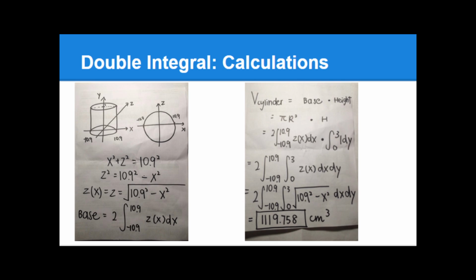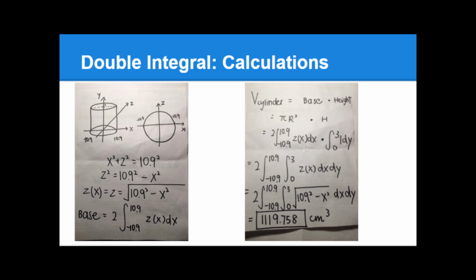We subtracted x squared from both sides of the equation, and then we expressed the equation as a function of z by taking the square root of both sides. The expression for the base of the cake is 2 times the integral from negative 10.9 to 10.9 of z(x) dx. The reason why we multiply the integral by 2 is that the integral would only give half of the circle, and we want the area of the full circle.